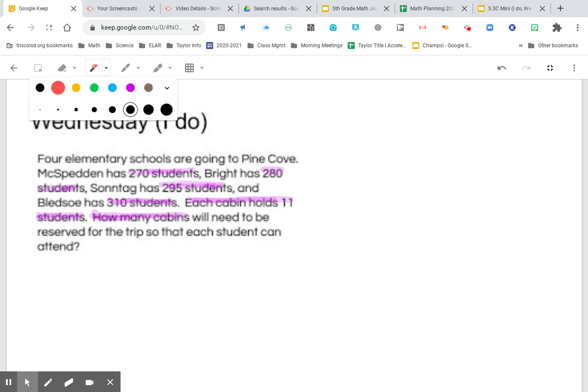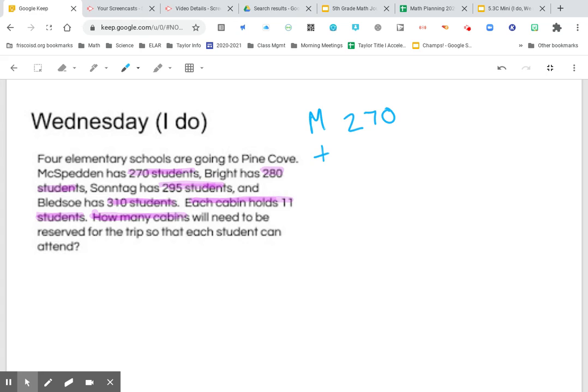So in order to get my total number of students, the first thing I need to do is add together those students. Now there's 4 numbers, but to make sure that I add correctly, I'm going to add 2 at a time. So McSpedden has 270, and I'm going to put an M for McSpedden, plus Bright, and Bright has 280.